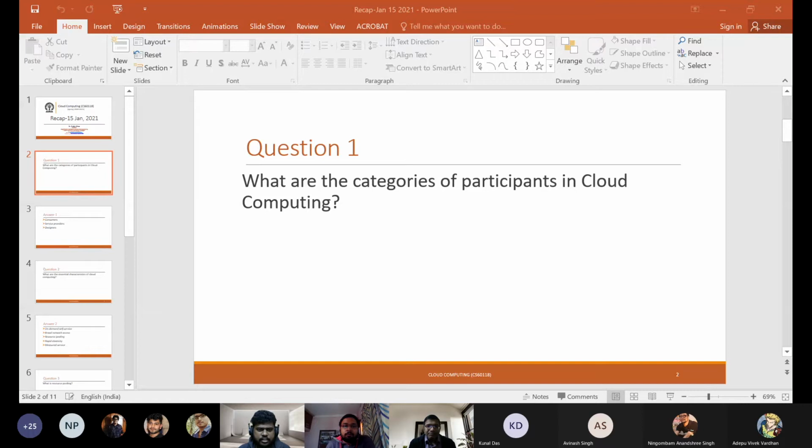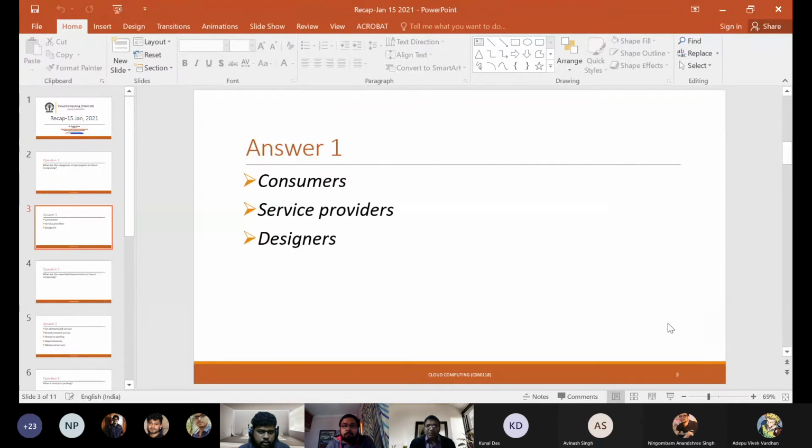Basically, what the previous candidate said, the categories of participants in cloud computing: the one who manages the infrastructure, that is the cloud service provider, and the person who requests or provisions a machine and uses it, that is basically the customer and the service provider. That's what I think the categories of participants are in cloud computing. So let us have a look. So consumers, service providers, and designers, right?